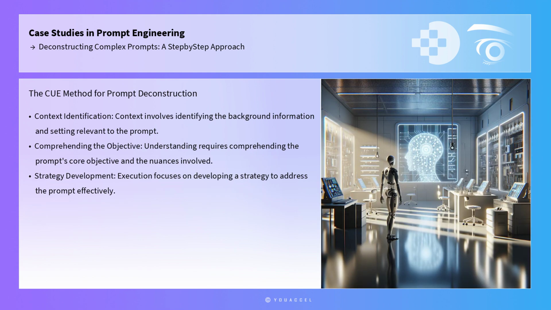A key framework that aids in deconstructing prompts is the Q method, which stands for context, understanding, and execution. This framework assists professionals in dissecting a prompt by methodically analyzing each component. Context involves identifying the background information and setting relevant to the prompt. Understanding requires comprehending the prompt's core objective and the nuances involved. Execution focuses on developing a strategy to address the prompt effectively. Applying the Q method enables prompt engineers to systematically dissect complex prompts, ensuring no critical detail is overlooked.